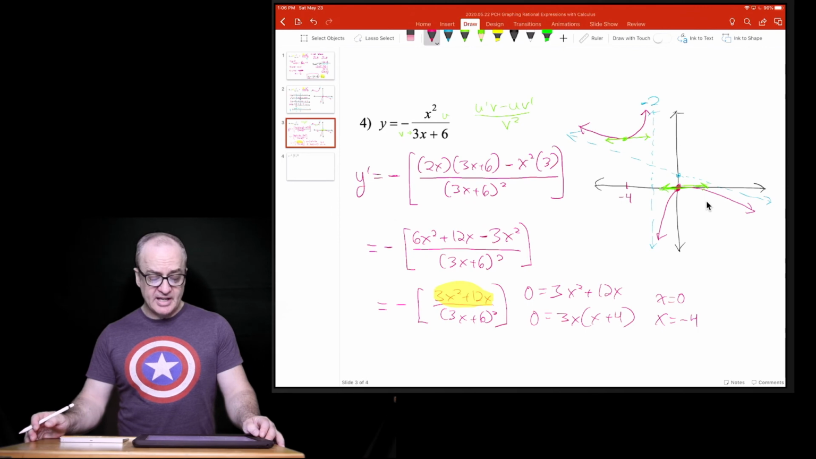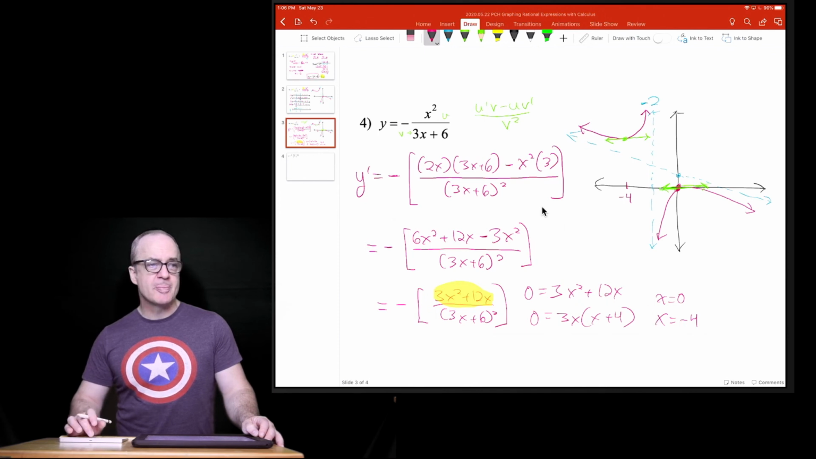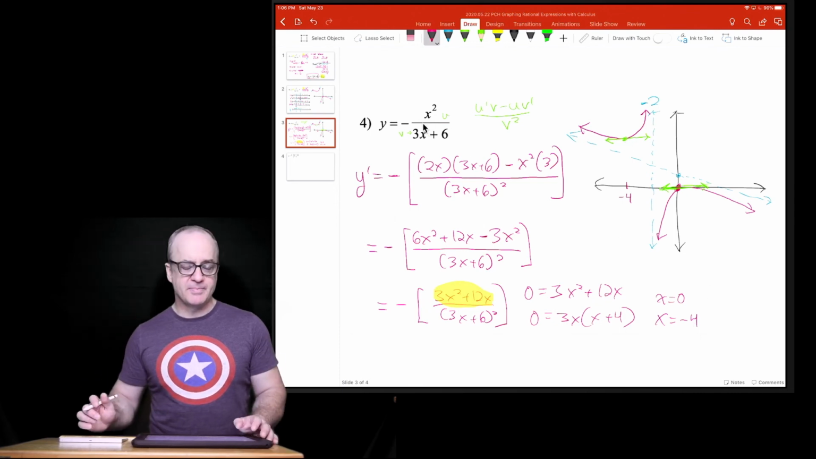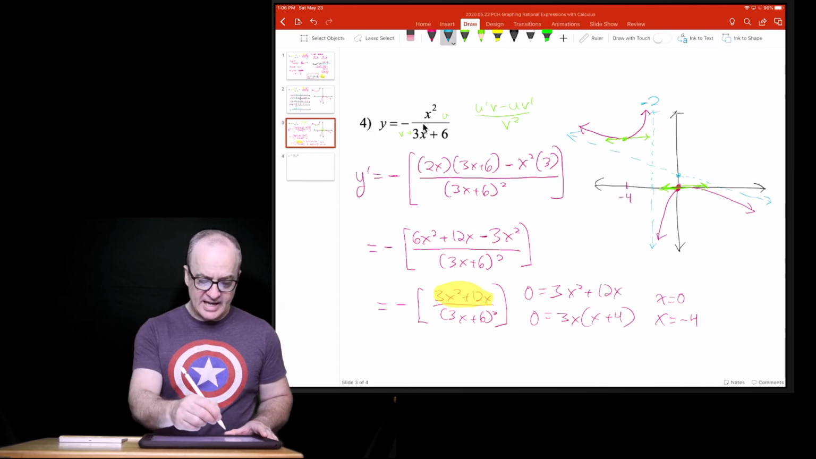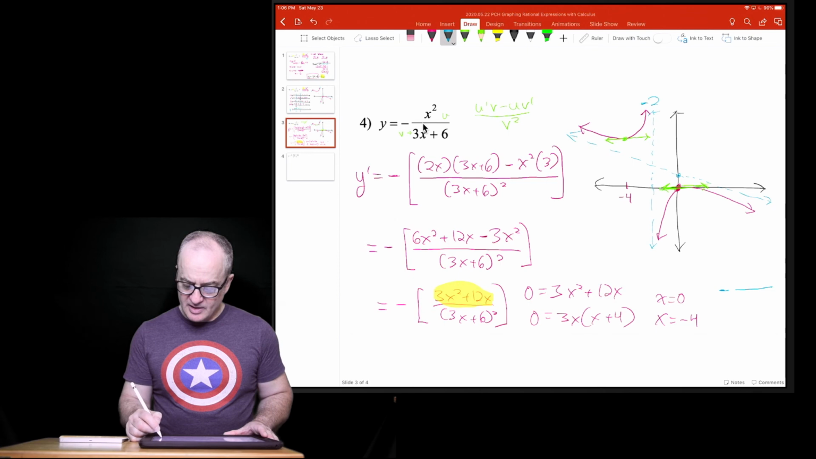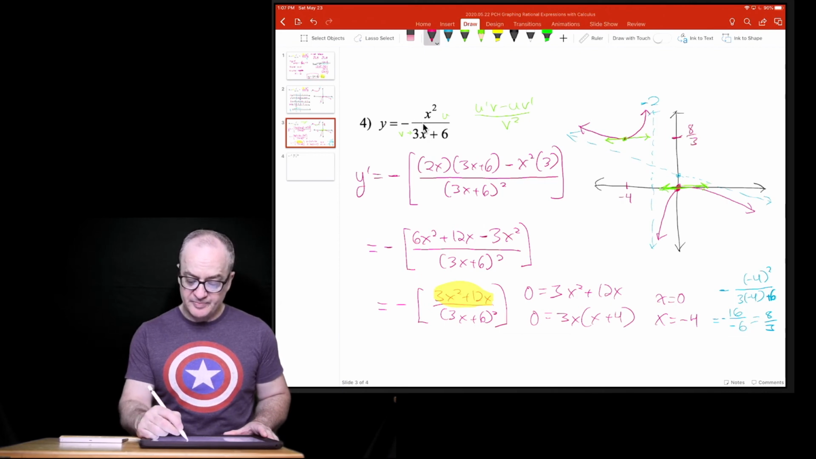The only other thing I'm interested in is what that y value is. So I'm going to take this x value of negative 4 and plug it back into the original function, not the derivative. If you want to find the actual height of this point, not the slope of the tangent line, take negative 4 and plug it into the original function, and what I get is negative 4 squared over 3 times negative 4 plus 6. That gives me 16, negative sign on the outside, over negative 12 plus 6, which is negative 6. That gives me positive 8/3. So the y value is positive 8/3 for that point.